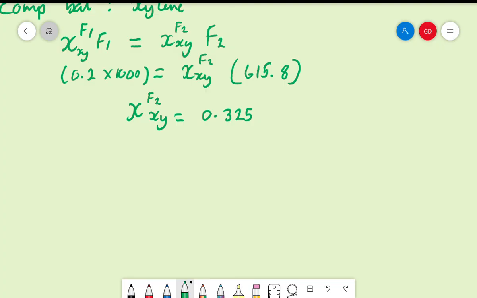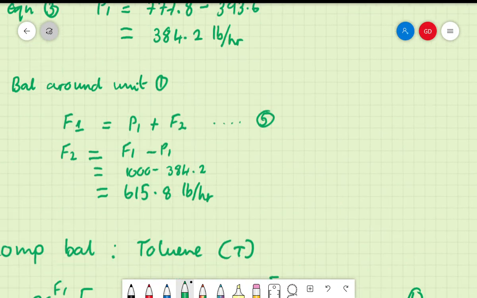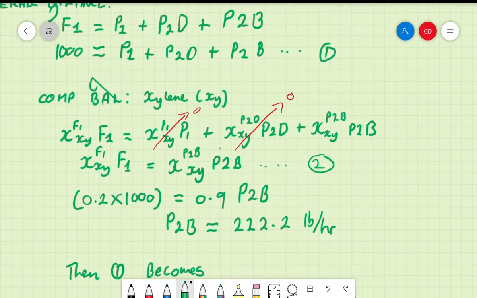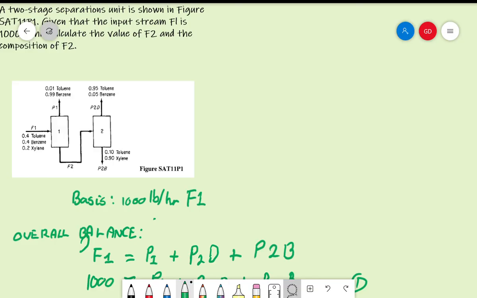Because the column here, if you check the column, you can see that most of the xylene will be recovered there. So xylene in F2 should be of minute quantities. Let's just proceed so that we can see what's the value of benzene.